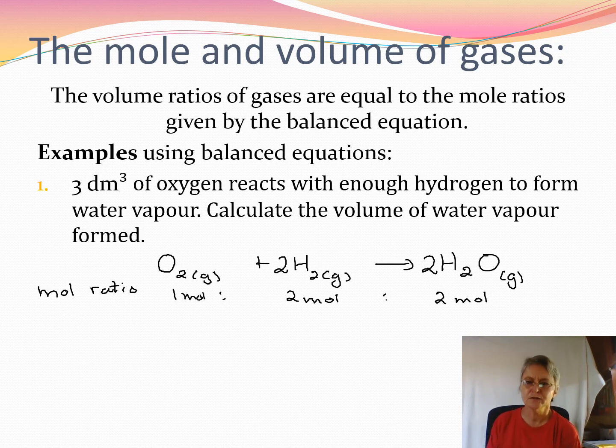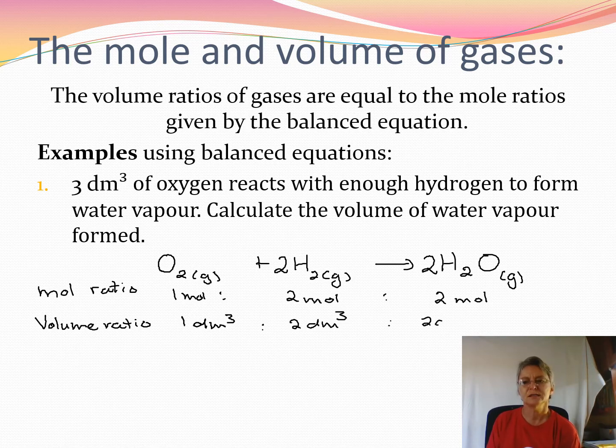Now, if the mole ratio from oxygen to hydrogen doubles up, the volume ratio will do exactly the same because of Avogadro's law. So, at the same temperature and pressure, if you've got double the moles of hydrogen, it will have double the volume. So your volume ratio is the same as the mole ratio. So 1 decimeter cubed of oxygen will need 2 decimeter cubed of hydrogen, and it will form 2 decimeter cubed of water. I'm just explaining.